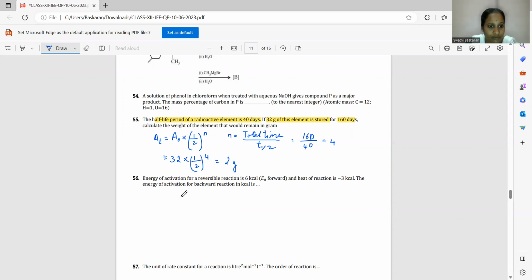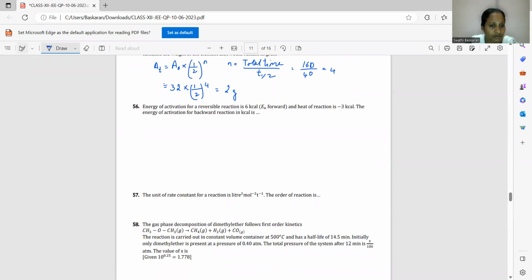Now we will do the 56th question. So what is the 56th question? The energy of activation for a reversible reaction is 6 kilocalories and the heat of reaction is minus 3 kilocalories. They are asking the energy of activation for the backward reaction in kilocalories. So how will we do this? This is once again simple. Now we need to make a graph. Whenever the heat of reaction, that is the delta H value, is given as negative, it is understood that it is an exothermic reaction. Now let us make the graph.